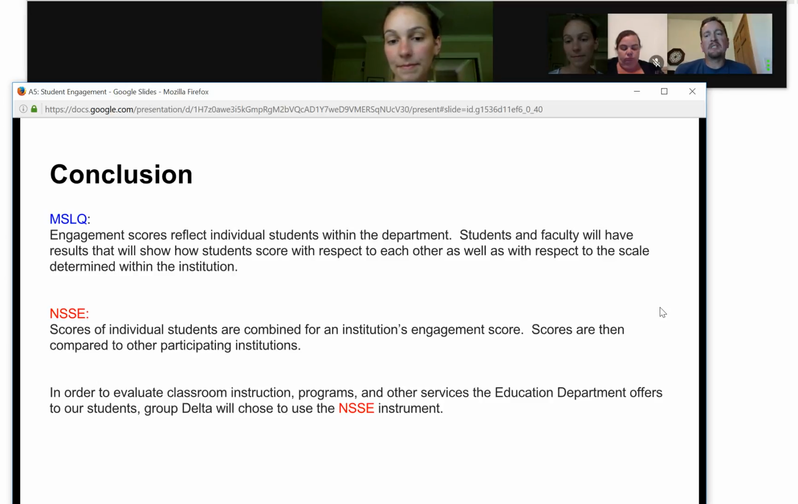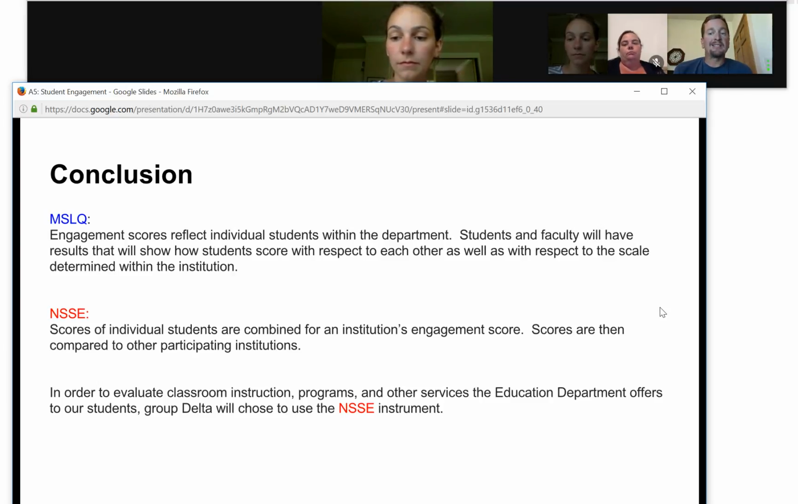With the MSLQ test, the engagement scores reflect individual students within the department or institution. Students and faculty will have results that show how the students score with respect to each other, as well as with respect to the scale determined within the institution. So as a department, you can administer the test, and then use that to identify which students may need extra attention, or which students you need to push in the direction of different services offered through the department, the school, or the university.